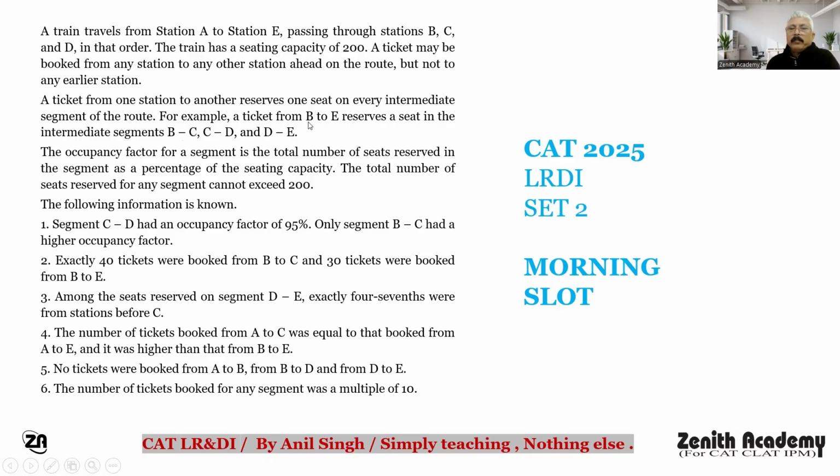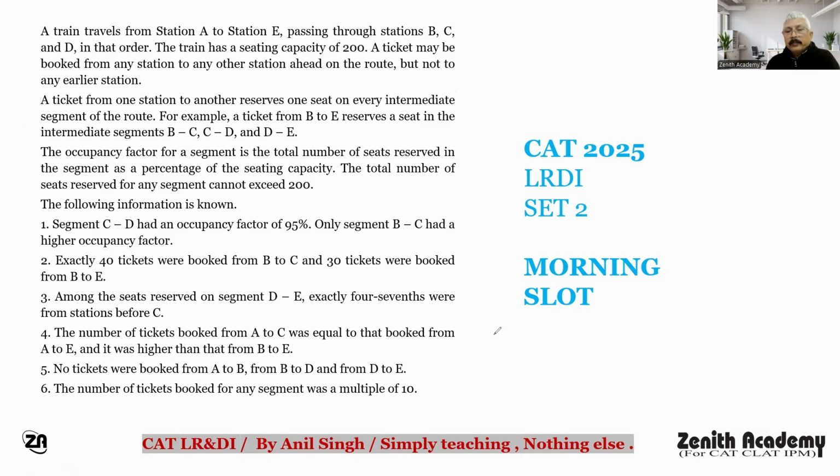अगर कोई टिकट B से E के लिए रिजर्व कराई गई है तो B to C, C to D, D to E भी वो सीट उसी के लिए रिजर्व रहेगी. And then these 6 conditions. तो इसका मतलब कुछ इस तरीके से है.